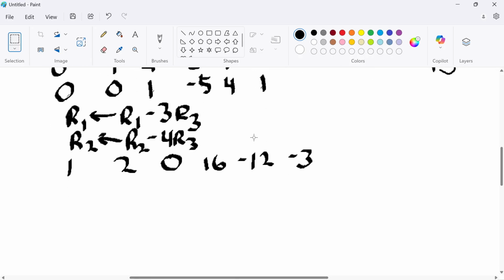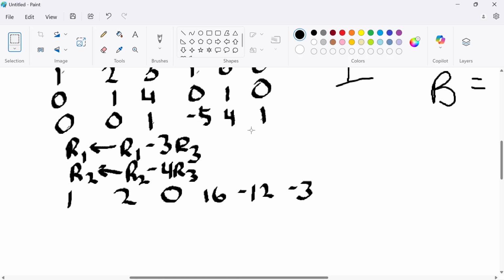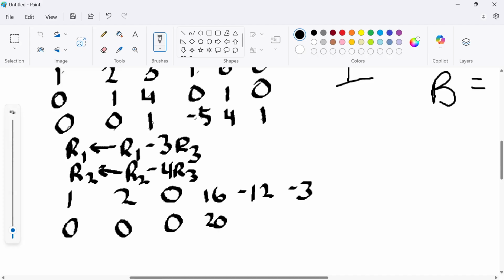Okay, row 2 is row 2 minus 4 row 3. 0 minus 4 times 0 is 0. 1 minus 4 times 0 is 0. 4 minus 4 times 1 is 0. 4 minus 4 is 0. 0 minus 4 times minus 5 is 20. 1 minus 4 times 4, 1 minus 16 is minus 15. And 0 minus 4 times 1 is minus 4. And then row 3 hasn't changed. 0.